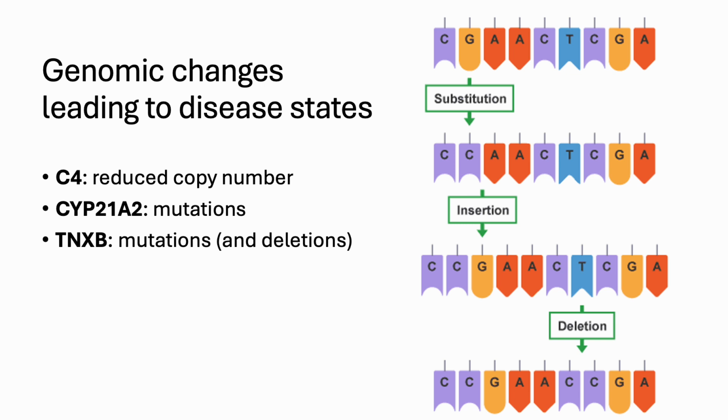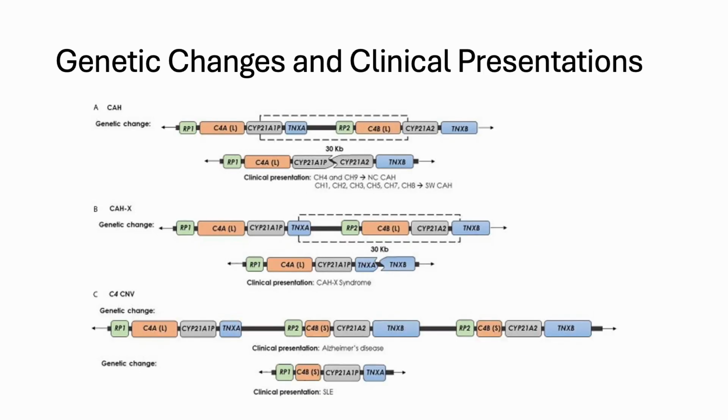Here's an illustration showing some of the genetic changes that occur that lead to a disease. C4 experiences reduced copy number, CYP21A2 experiences various mutations, and TNXB experiences mutations and deletions. Here are examples of genetic changes that occur in the RCCX cluster and how they clinically present.